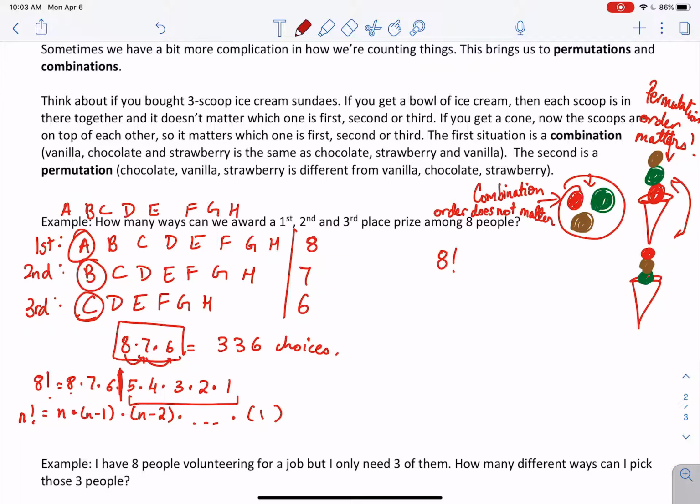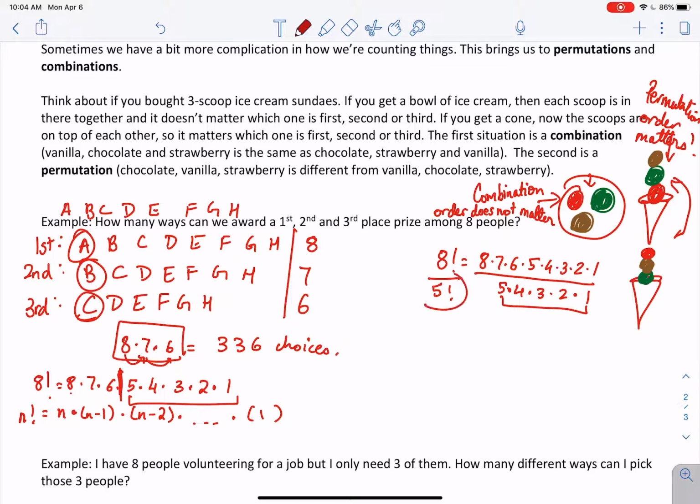So if I had 8 factorial, which is 8 times 7 times 6 times 5 times 4 times 3 times 2 times 1, but I want the 5 times 4 times 3 times 2 times 1 to go away, I would have to divide it. And notice that this is 5 factorial. And so I get this 8 factorial divided by 5 factorial.